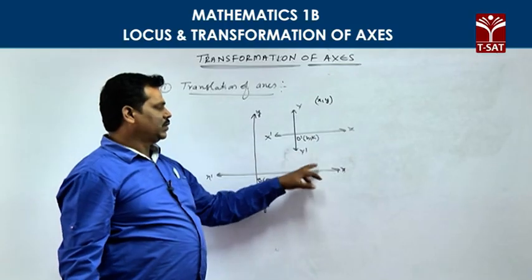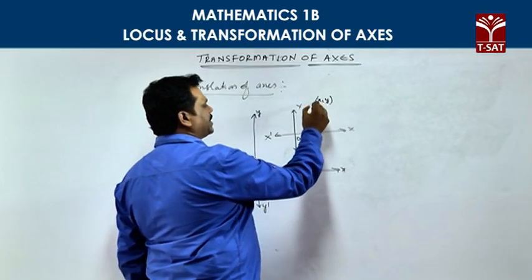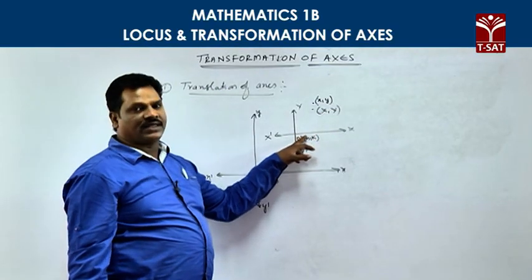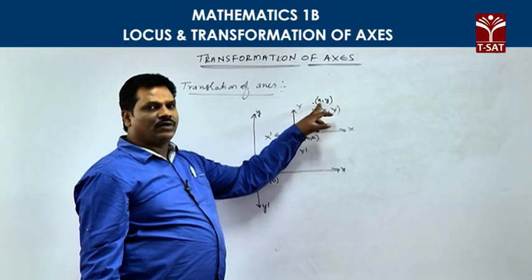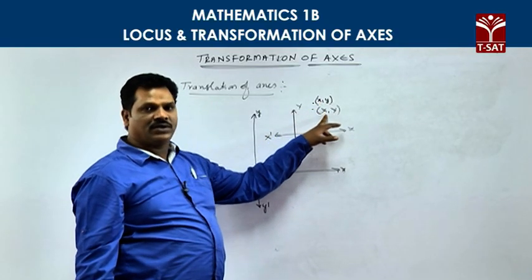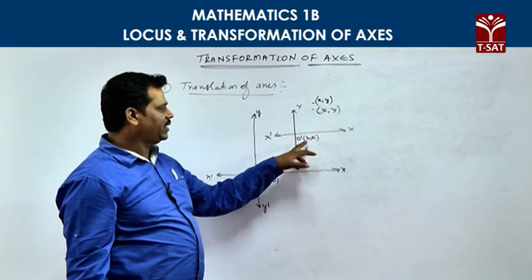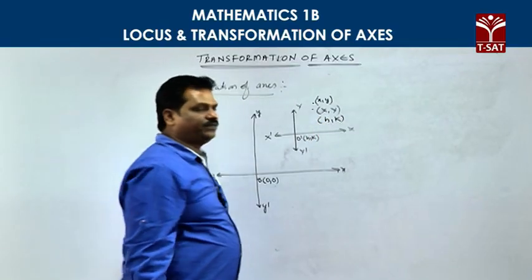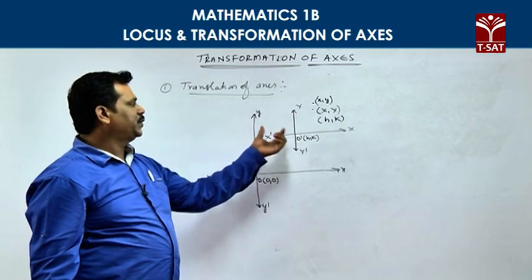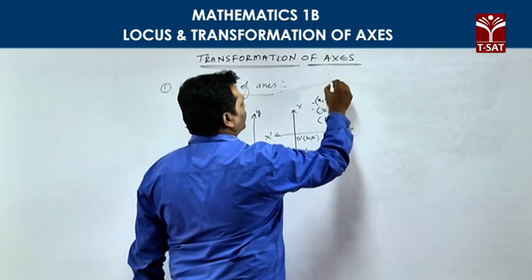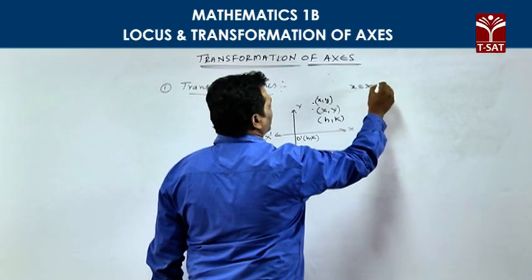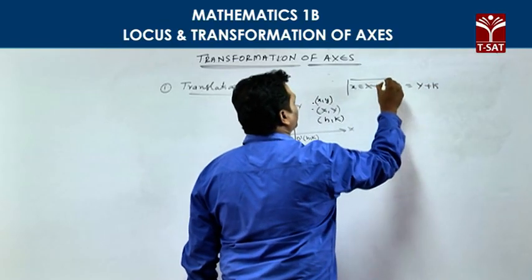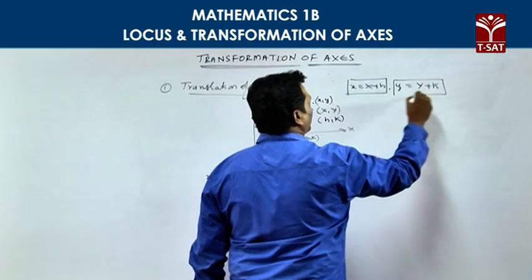So here small x, small y are with reference to the original axis, and capital X, capital Y are with reference to the new axis. If the origin is shifted to (h, k), then the relation between original axis and new axis is denoted by small x equals capital X plus h and small y equals capital Y plus k. This is the relation between original axis and new axis.